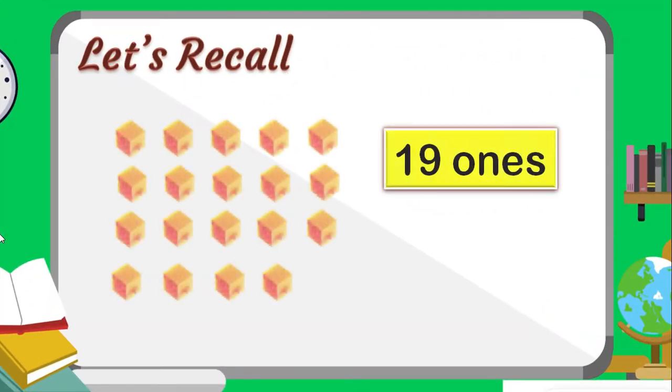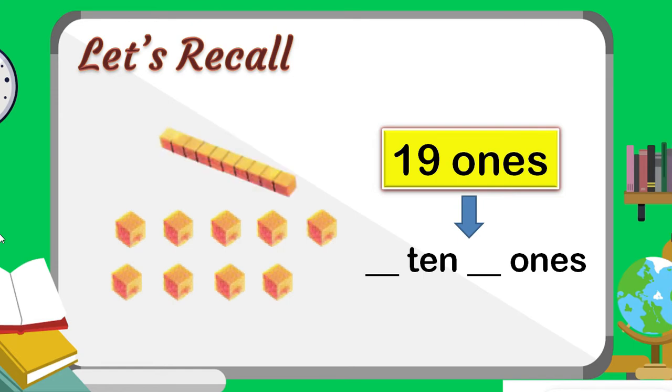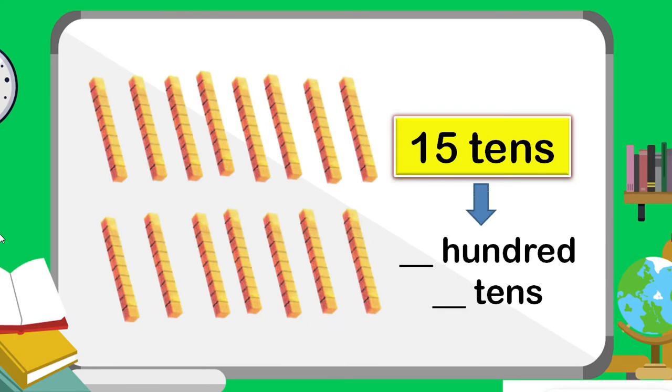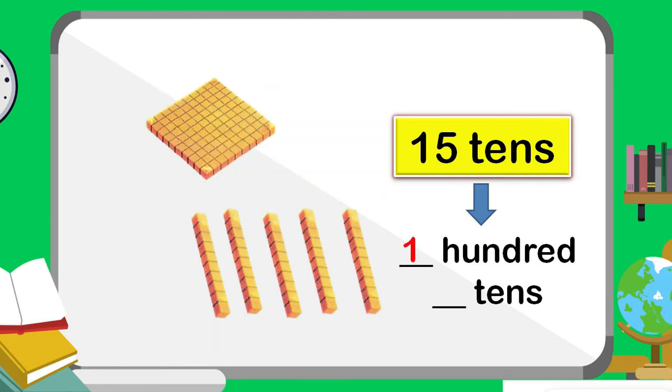Let's recall. I have here 19 ones. How many tens and ones are there in 19 ones? There are 1 ten, 9 ones. How many hundreds and tens are there in 15 tens? There are 1 hundred, 5 tens.